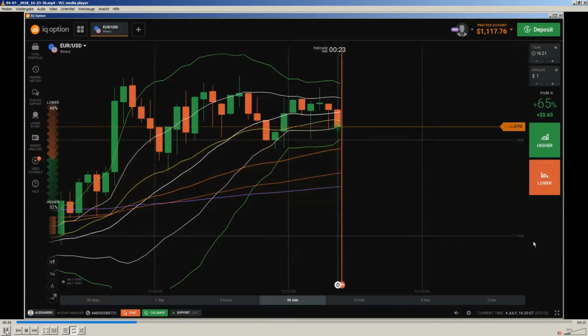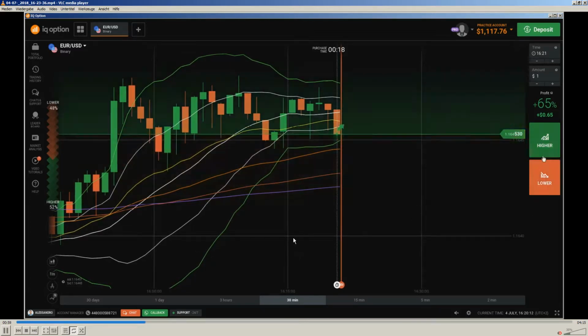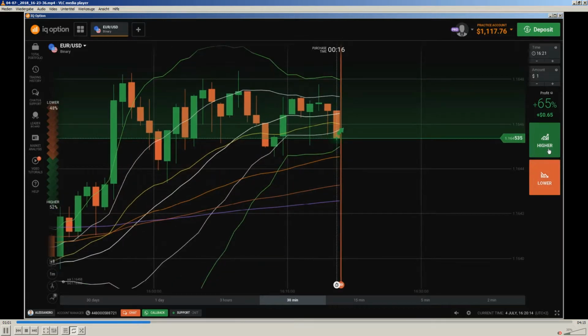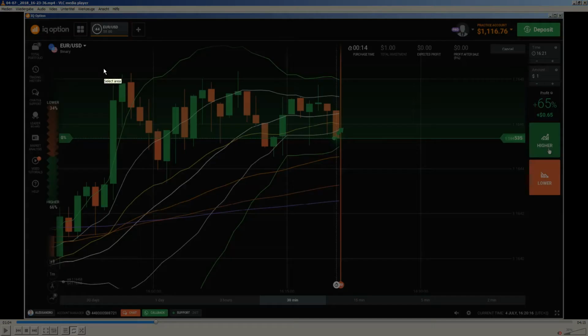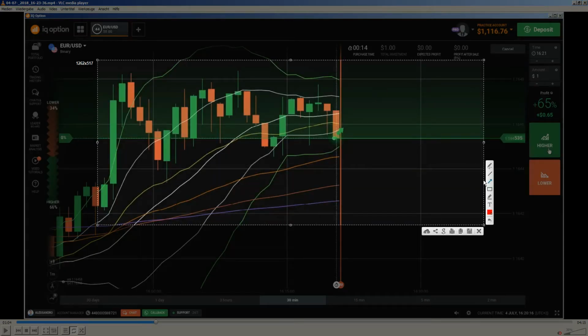So I want to do a put here. You have seen I moved the mouse above the lower button, but after this I understood that we get some kind of nice support area, and that is what I have shown you before. We have this kind of ranging. You see how many wicks there are. This is the box here. This box is where the price is moving.